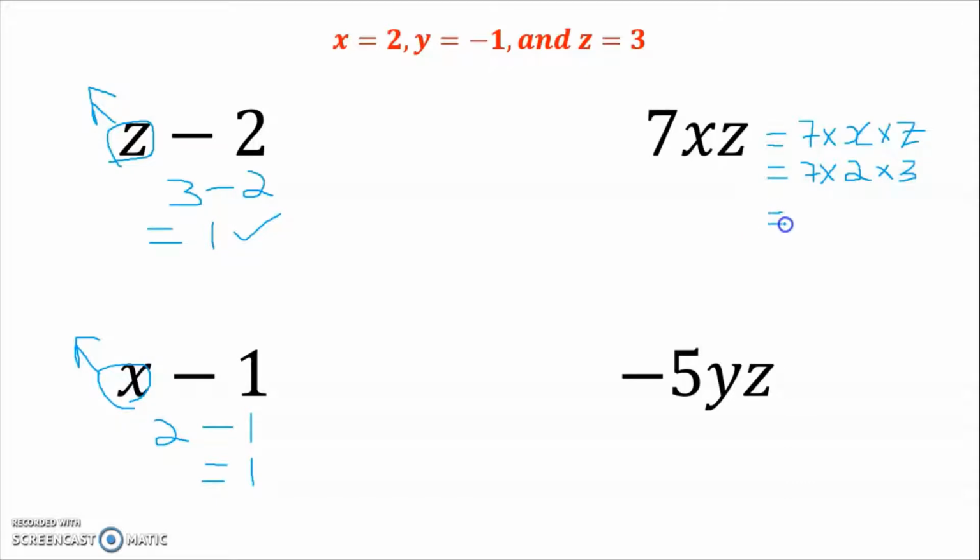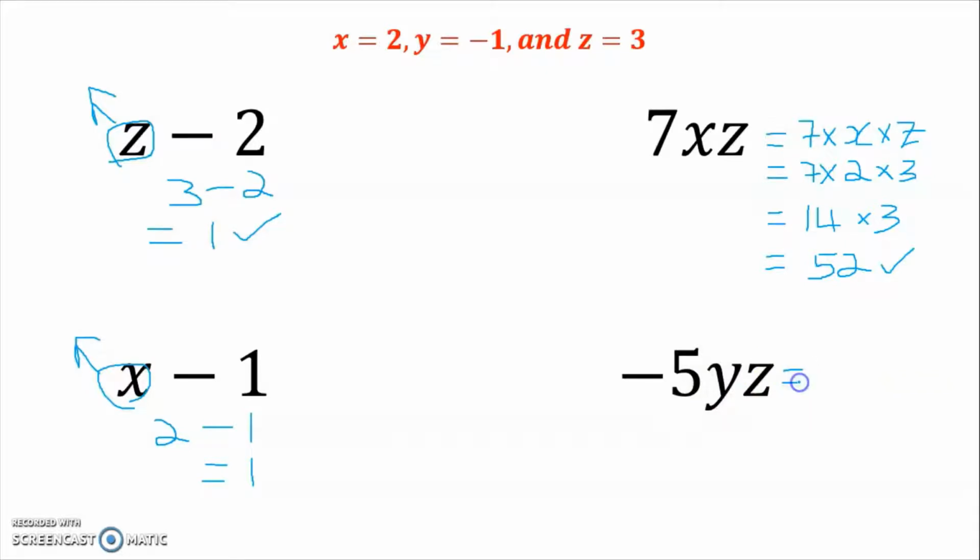7 multiplied by 2, that is 14. Okay, and 14 multiplied by 3, that is 52. Okay, 52. So the value of the expression 7xz equals 52. Okay, we then have negative 5yz.